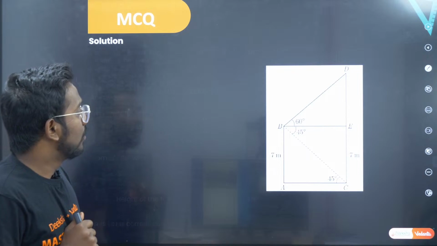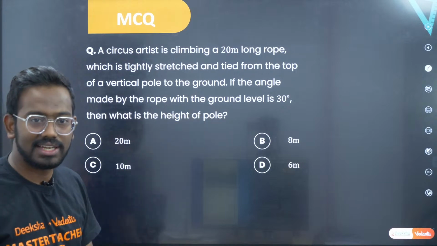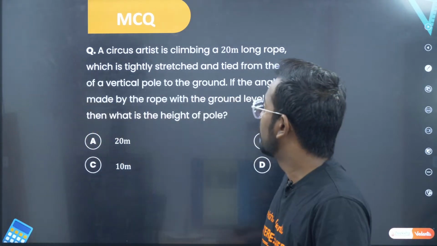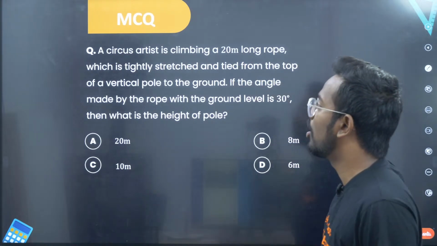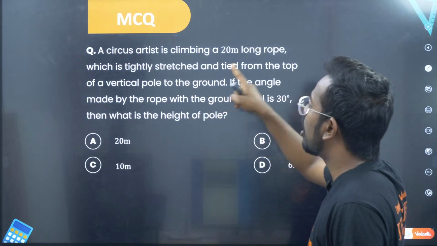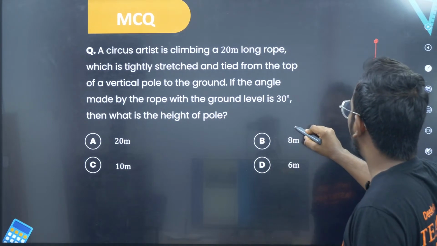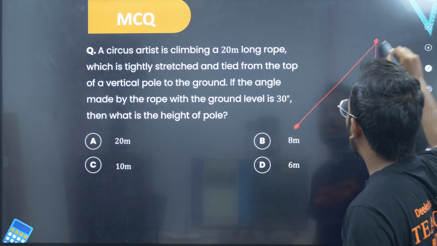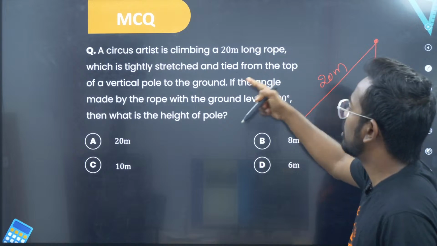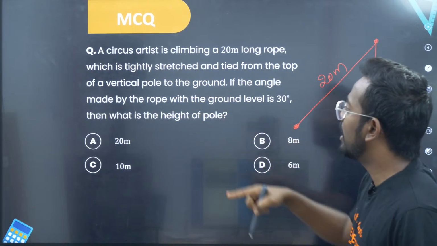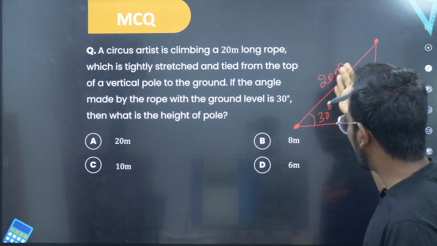Okay? Now, we came to the last MCQ questions, and after that we will discuss case-based questions, right? Okay. A circus artist is climbing a 20-meter long rope which is tightly stretched and tied from the top of a vertical pole to the ground. So there is a vertical pole, and from the ground it is tied up. So this is the long rope of 20-meter length. If the angle made by the rope with the ground level is 30 degree, then what is the height of the pole? Again, a very simple question.